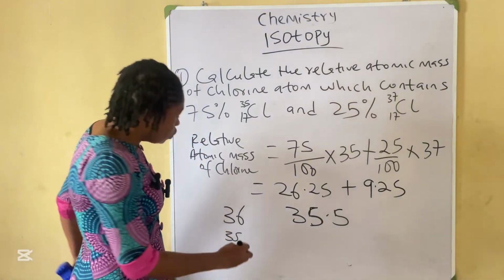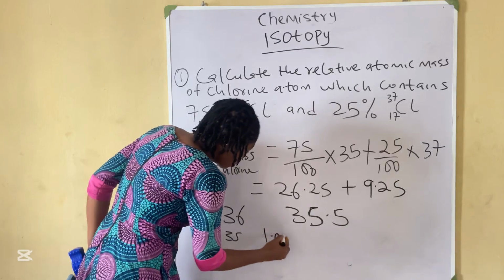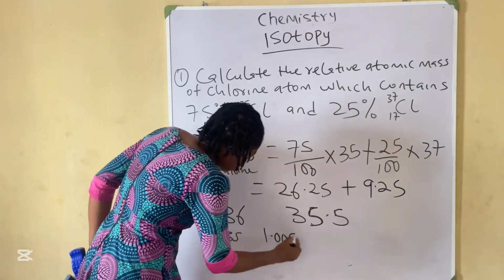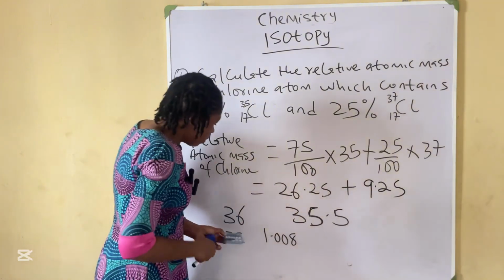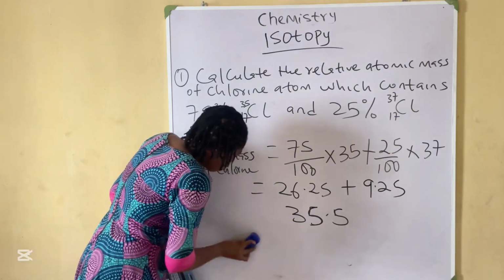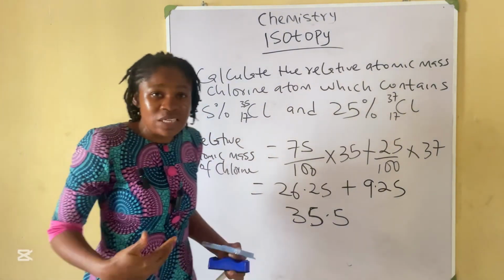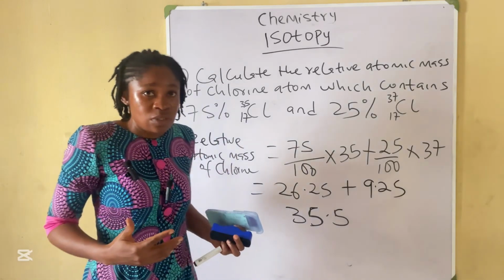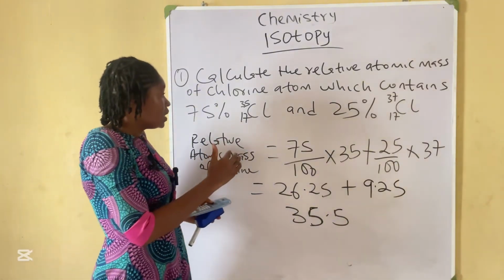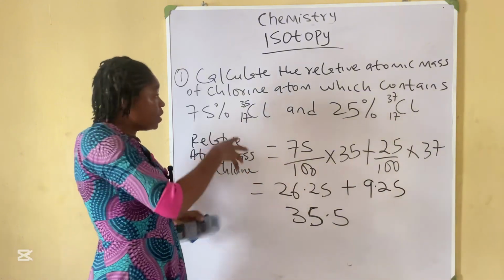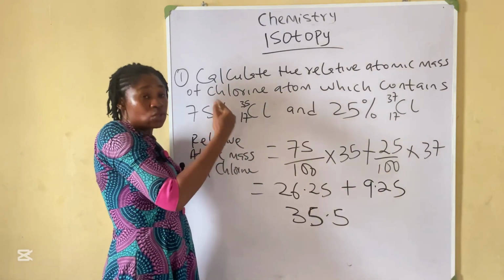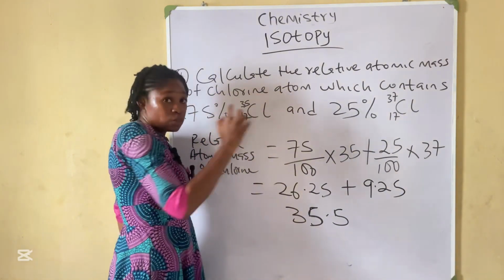Even the one of hydrogen is 1.008, approximately 1. So the relative atomic mass of chlorine is 35.5 because of the presence of isotopes. Because it is the weighted average of the isotopic mass of each of these elements that contributed.